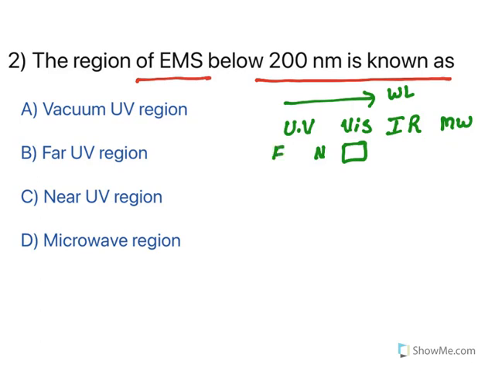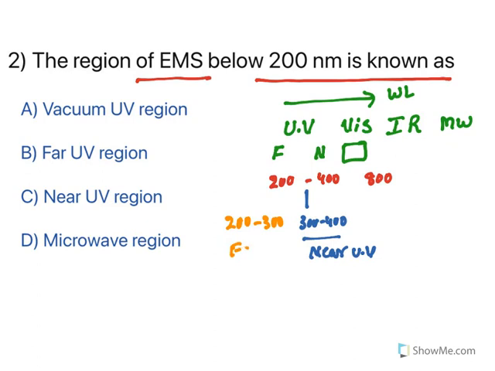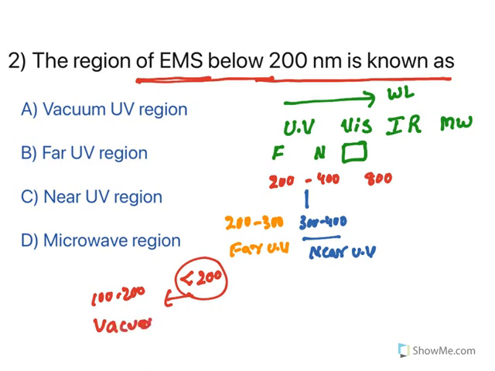What is the range of UV? We have seen from 200 to 400 is the UV region. From 400 to 800 visible starts. So out of this 200 to 400, 300 to 400 is close to visible, hence it is known as near UV. Whereas the other one, 200 to 300, is far from visible, so it is known as far UV. There is a region known as extreme UV that is less than 200, going from 100 to 200 nanometers. Now the question is the region of electromagnetic spectrum below 200. So the region below 200 is known as vacuum region.